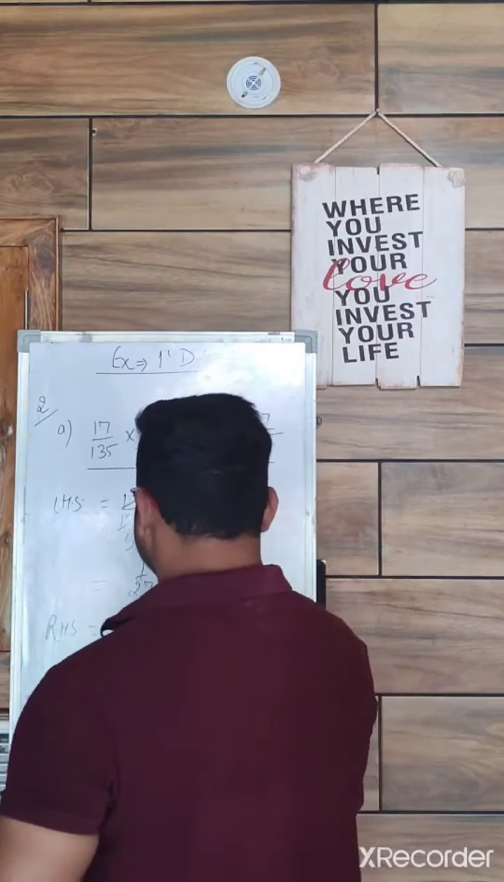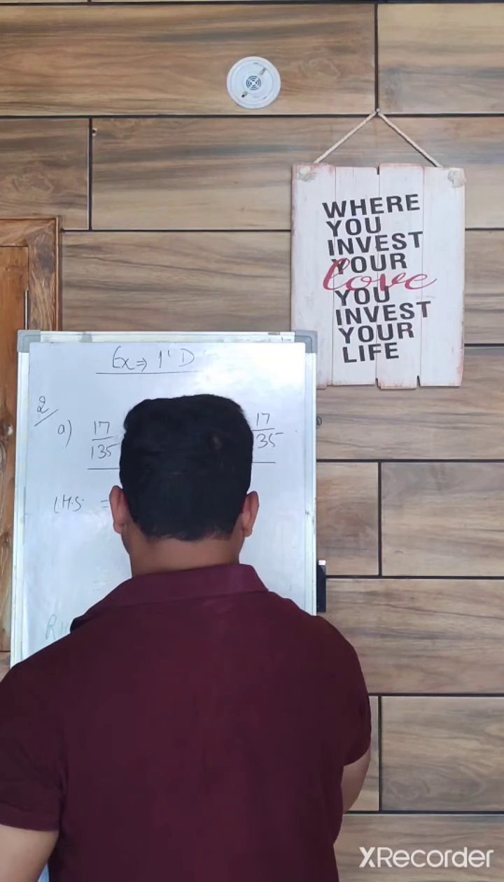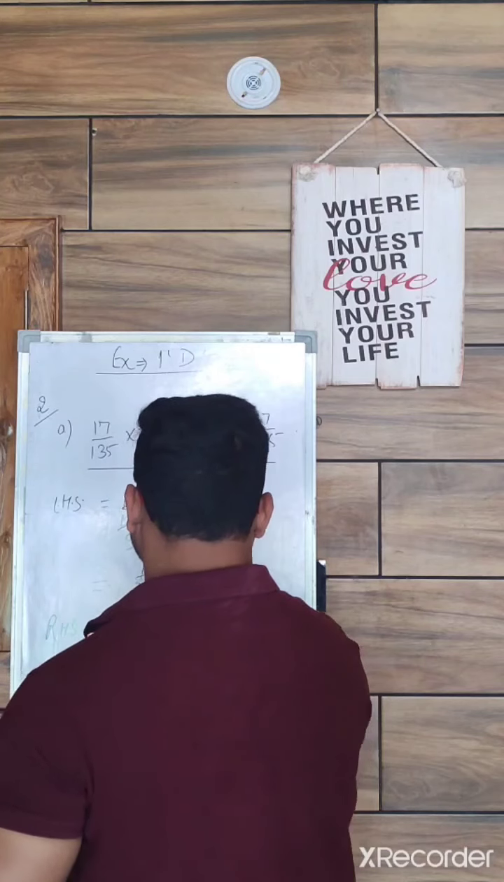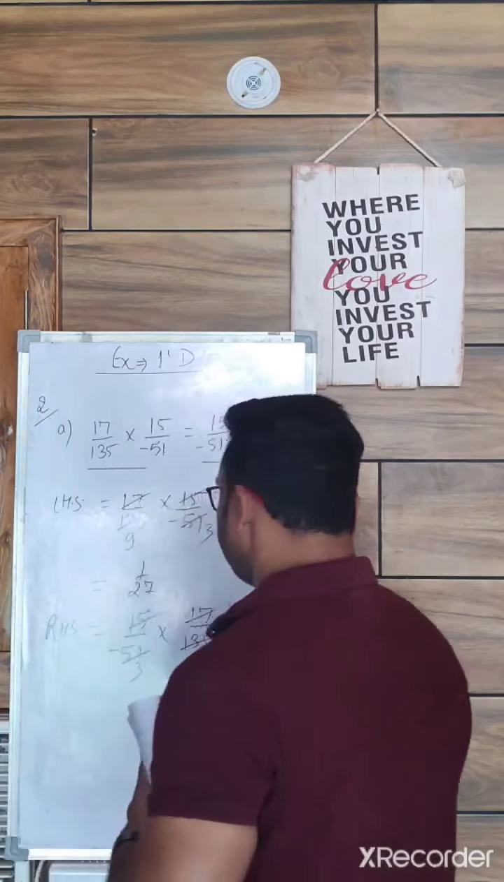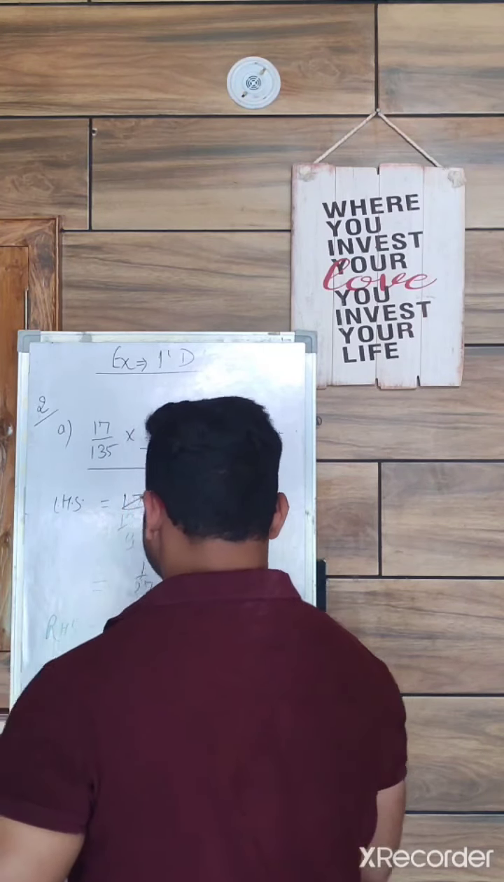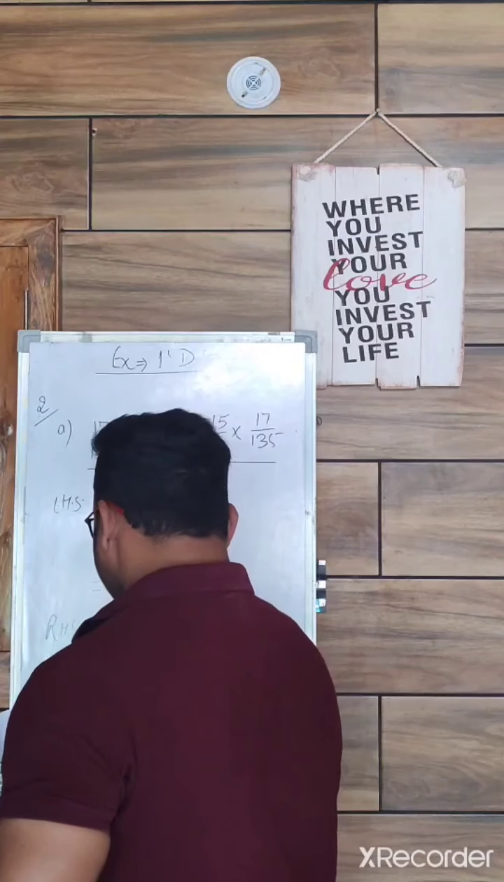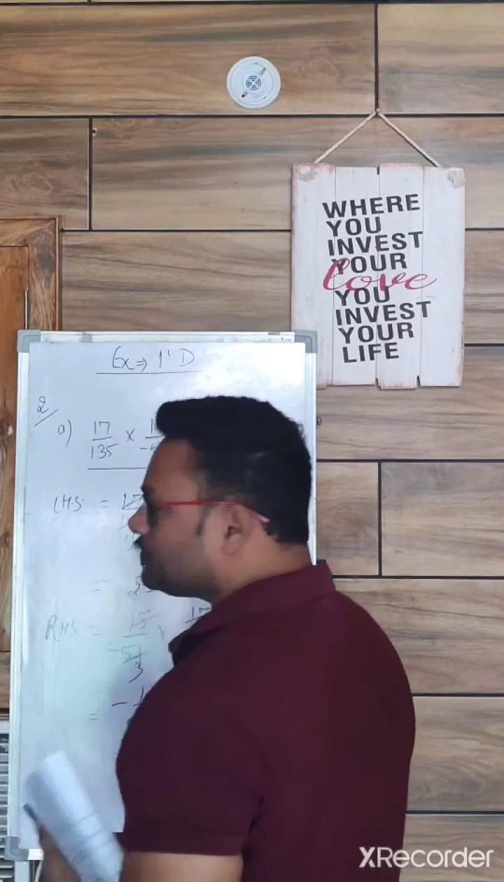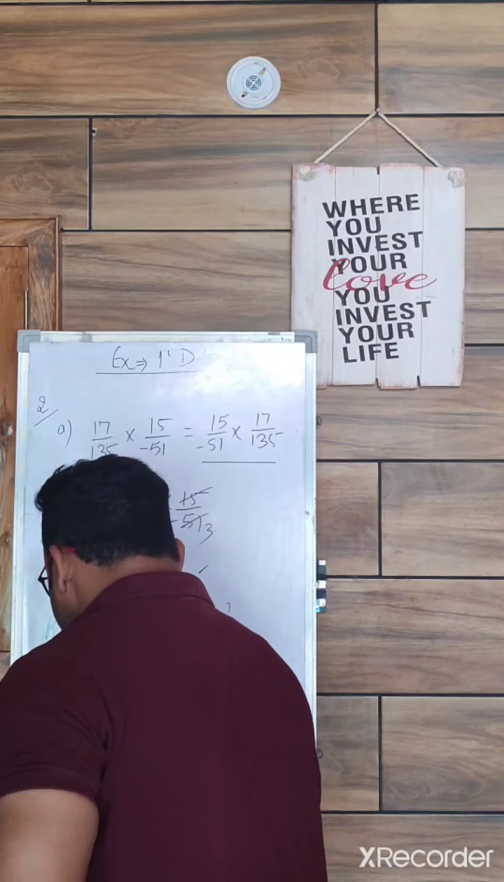It is 15 upon minus 51 into 17 upon 135. 15 9s are 135, 51 is 17 3s are 51. Again you will get minus 1 by 27. So we can see LHS is equal to RHS. Property used: it is the commutative property of multiplication.